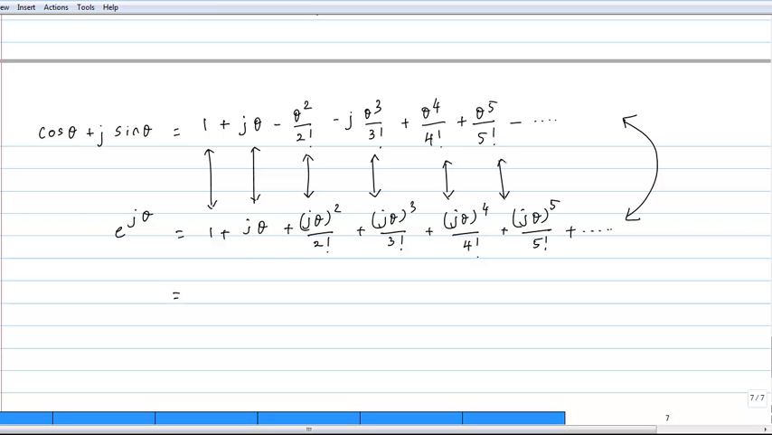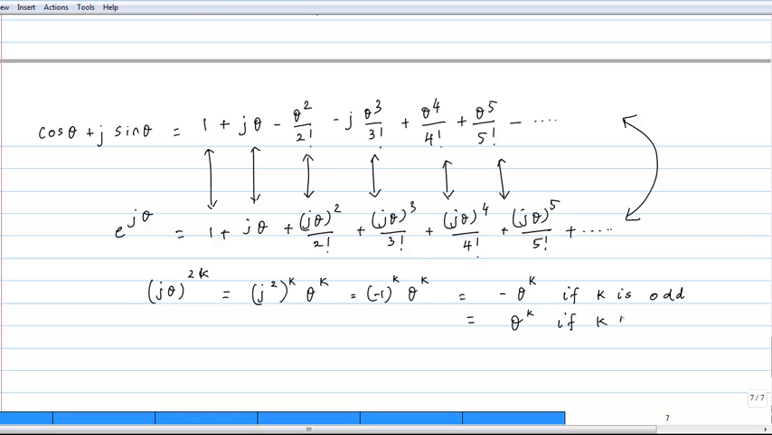You can essentially see what's going on here. Whenever we have something of the form j theta raised to 2 times k, this is equal to j squared to the k times theta to the 2k, which is -1 to the k times theta to the 2k, which is equal to either negative theta to the 2k if k is odd, or theta to the 2k if k is even.